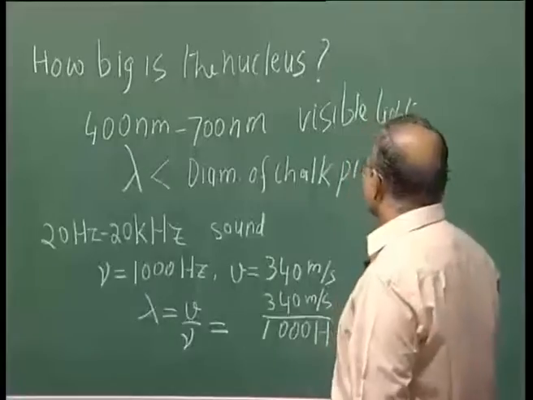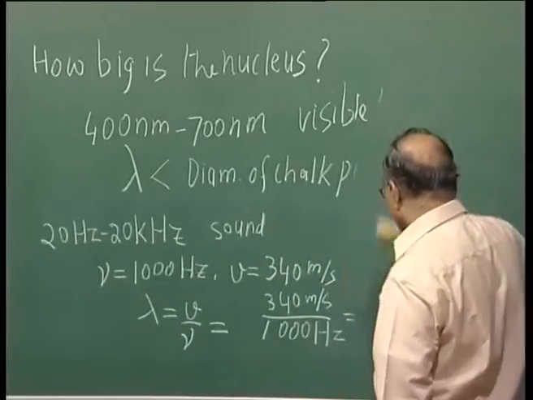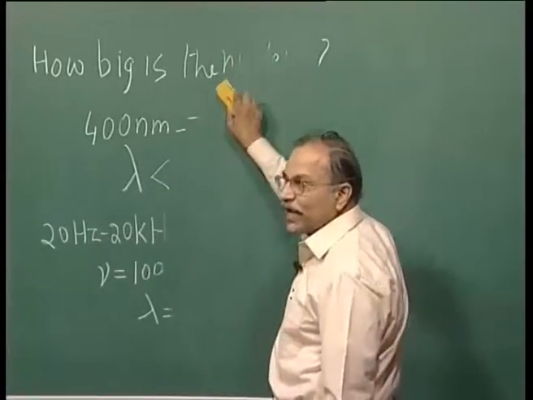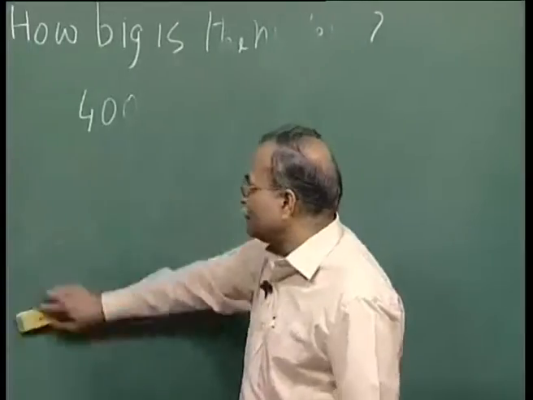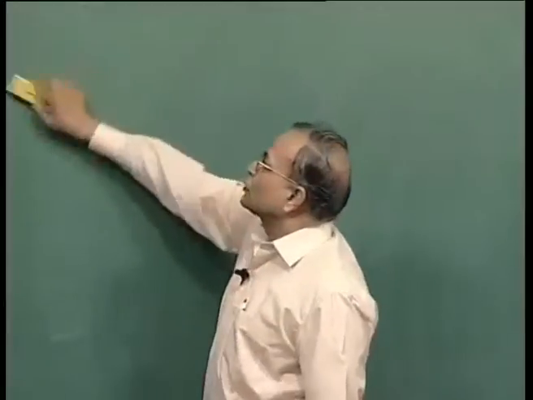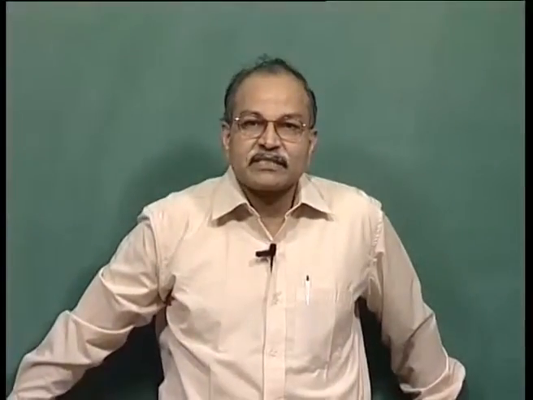Now, nucleus, the estimates from the Rutherford scattering itself is that nucleus is very small. So, something like 10 to the power minus 12 centimeter or so, that was the estimate of Rutherford. So, light will not do, 600 nanometers, nanometer is 10 to the power minus 9 meters, and nucleus size is expected to be something like 10 to the power minus 14 or minus 15 meters.